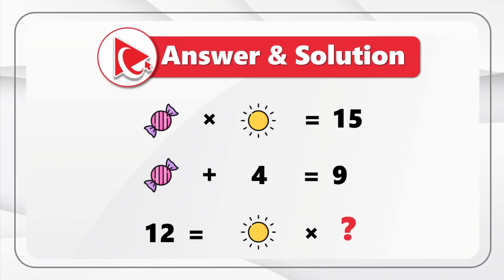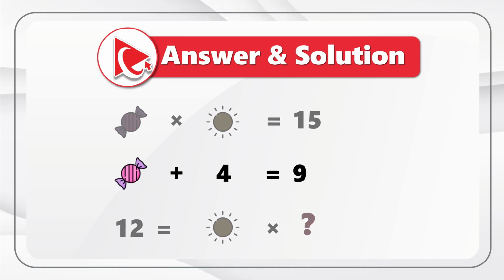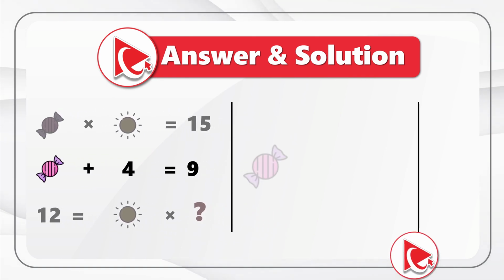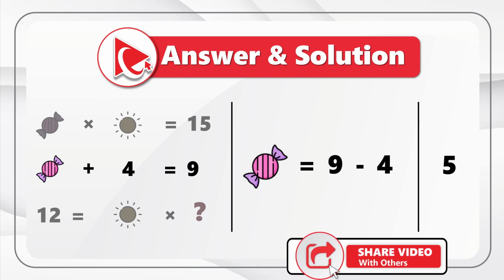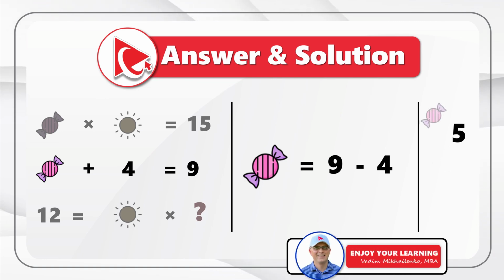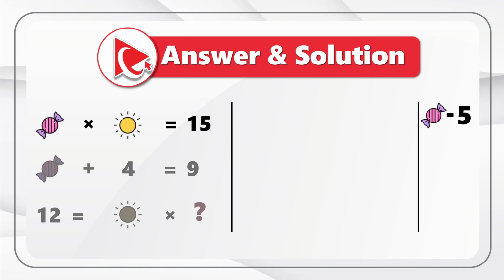This set of expressions looks unsolvable. But in reality, if we start with the middle expression, we can actually solve it. Let me demonstrate. Let's start with the expression candy plus 4 equals 9. Believe it or not, we can actually calculate it. Candy would be equal to 9 minus 4, and we can calculate the value for candy, which would be equal to 5.